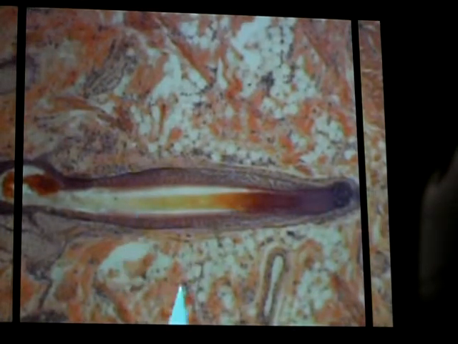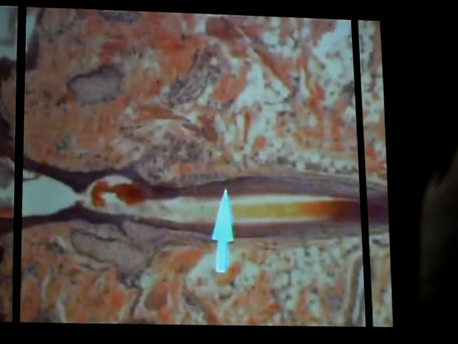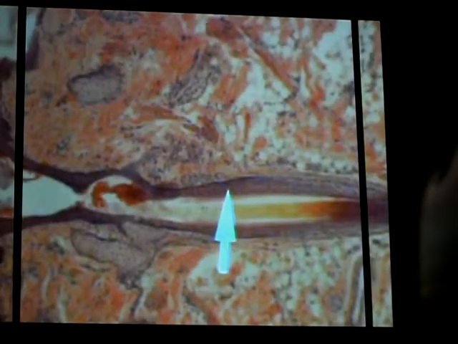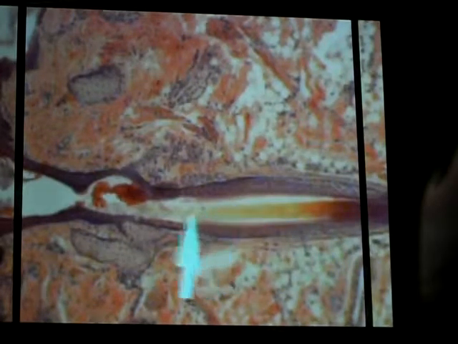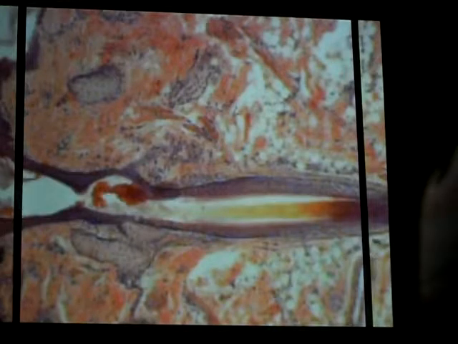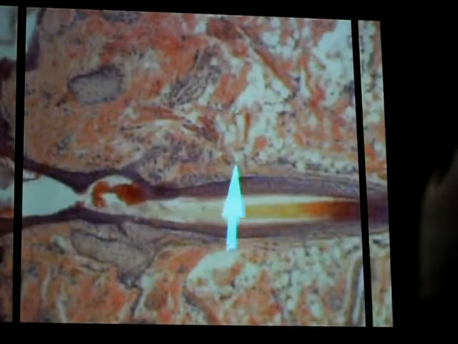So that's the part of the hair that you're going to see actually sticking out from the outside of the skin or the outside of the scalp. So the shaft is actually going to be this portion here that goes upwards and goes above the surface of the skin. And then this portion here would be your hair follicle.